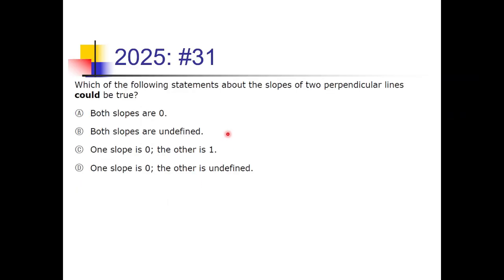On this problem, they want to know which statement about the slopes of 2 perpendicular lines could be true. And we've got all these different statements about the slopes being 0, undefined, 1. So what's the truth of all this? Well, perpendicular lines are lines whose slopes are opposite reciprocals.